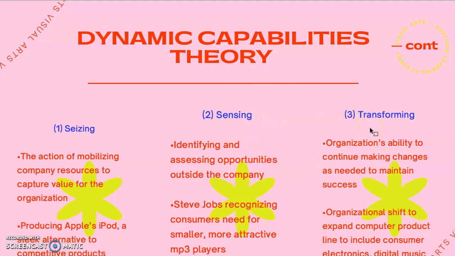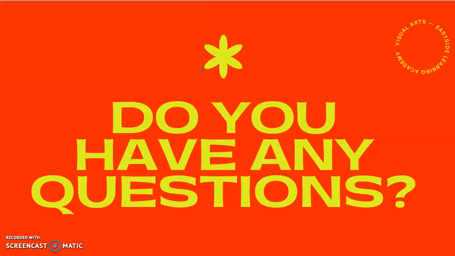And the third one is transforming, where the organization is able to make the changes needed to maintain success. For example, with the computer product, they needed to make a shift. They needed to expand the product line to include consumer electronics and digital music streaming. So what we can see with the dynamic capabilities theory is how the company must be stable enough to deliver value for the customer and yet flexible enough to change. Alright. So if you have any questions, do ask me after you watch the lecture video. So thank you everyone.